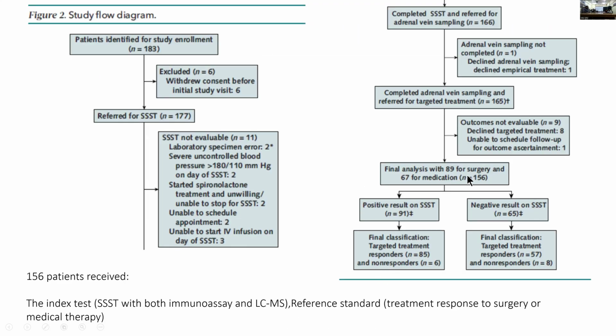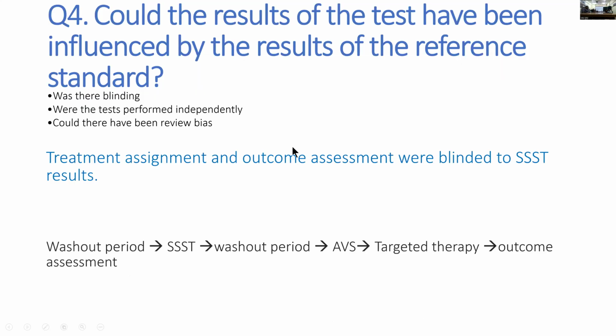Among the patients who underwent the final response, they divided as positive and negative based on index tests. So, could the result of the test have been influenced by the result of the reference standard? No. Here the treatment assignment and the outcome assessment were blinded. So they were not aware of what was the outcome of the saline seated suppression test, and they were not aware what was the clinical outcome which was done 6 months later. They were also not aware of the test reports.